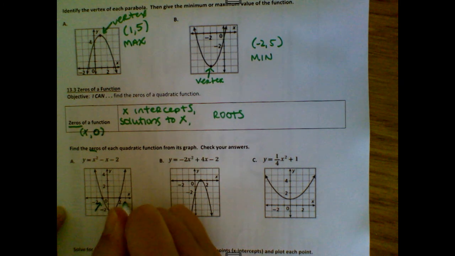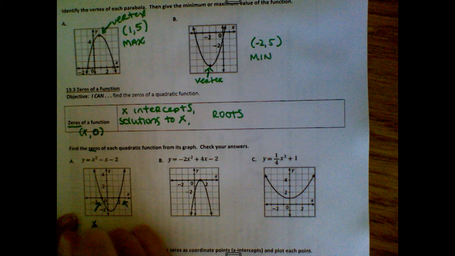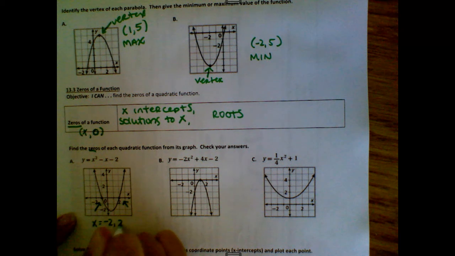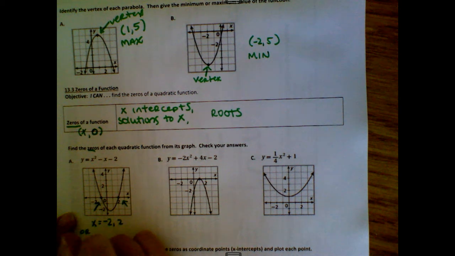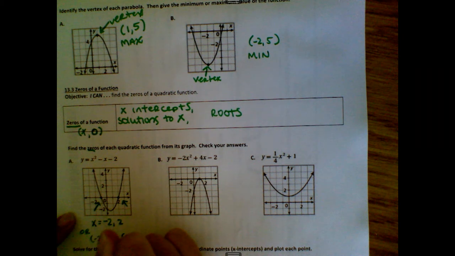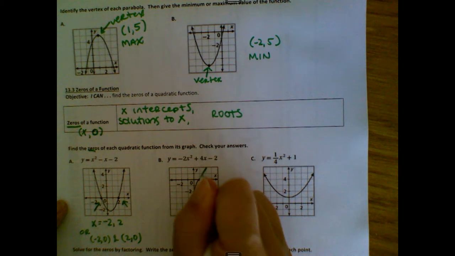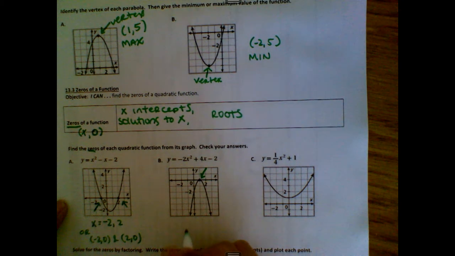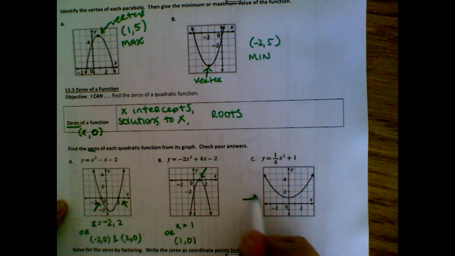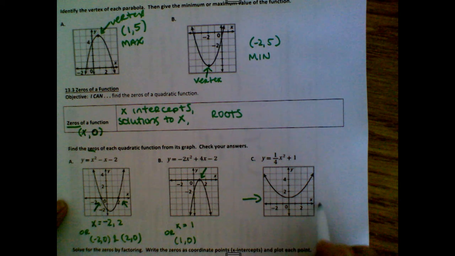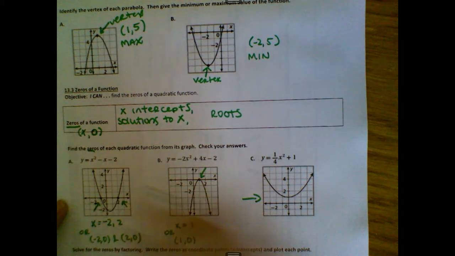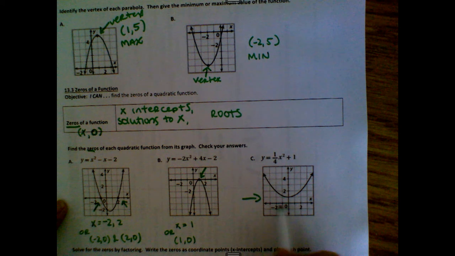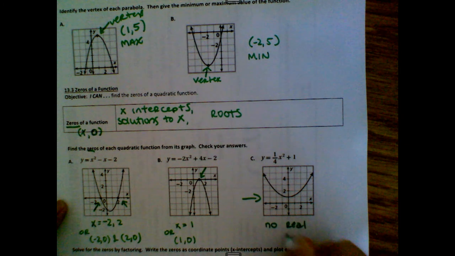Well, there and there are the x-intercepts. So that's at x equals -2 and 2. You could have also written it as -2 comma 0 and 2 comma 0. Here it only has 1 zero, and that's at x equals 1, aka 1 comma 0. What did you guys put for this? Well, remember, it's zeros, so they're x-intercepts. Does this ever intercept the x? No. So there is no real solutions.